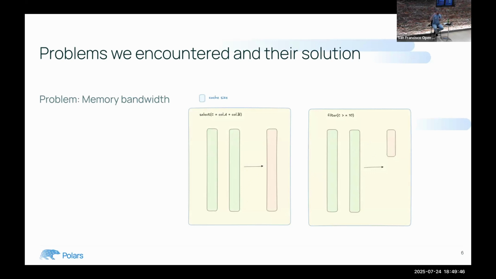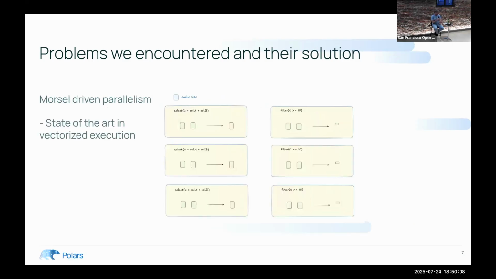So you're sort of waiting for the prefetcher to load more memory, and that's a waste. You have an idle CPU at one point. You're using all your cores, but your cores don't get used at full capacity. The solution here is morsel-driven parallelism.